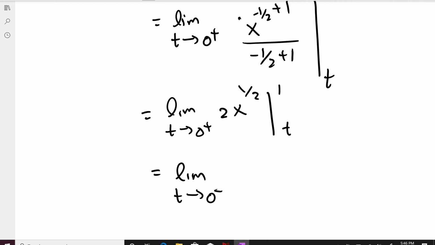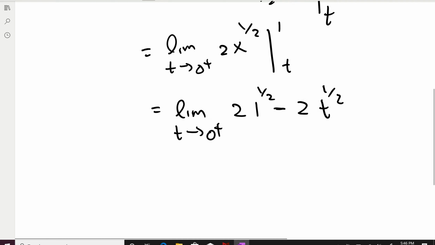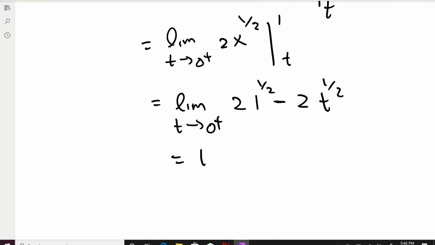So let's do the evaluation. t gets closer to 0 from the right, so it's 2. You evaluate x at 1, so 1 to the half, minus 2 evaluated at t, so t to the half. All right. So 1 to the half is actually 1. 1 times 2 is 2. So limit when t goes to 0 from the right, 2 minus 2t to the half.